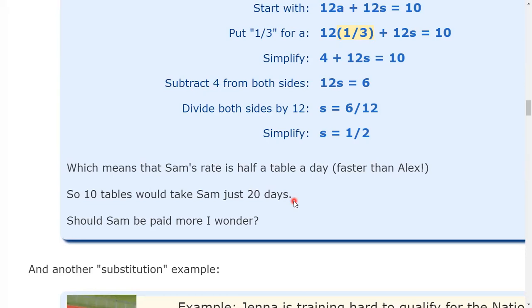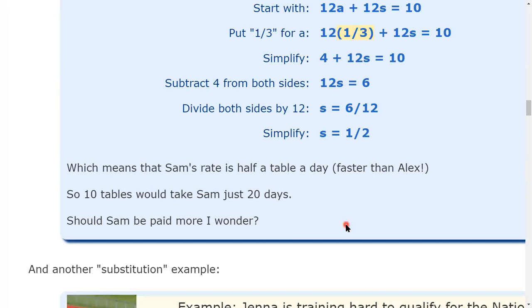Should Sam be paid more? I wonder, who should be paid more? Wait, what did you say? Who should be paid more? Oh, should Sam be paid more? The question is this one. I think yeah, because he does it quicker.